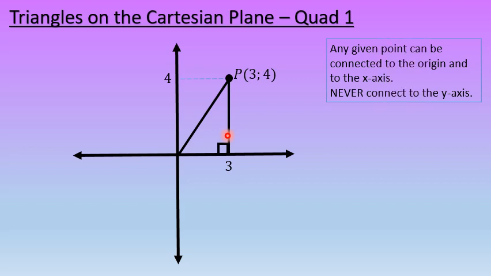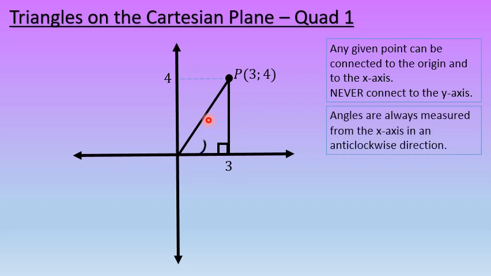Why? Because we create angles in an anti-clockwise direction, and so the angle that we are going to look at is going to be formed from the x-axis to the hypotenuse of the triangle in an anti-clockwise direction, and we are going to call that angle theta.